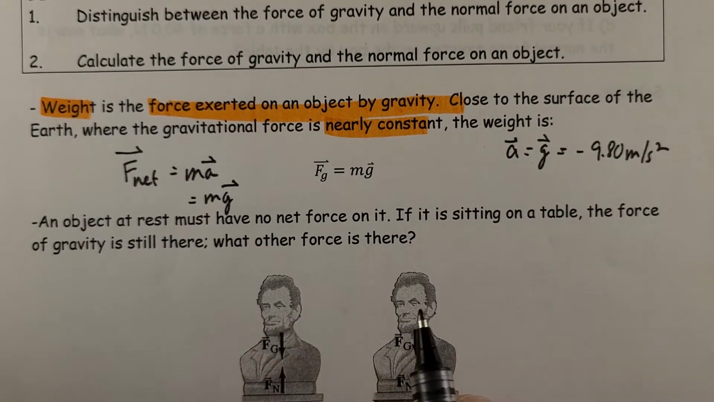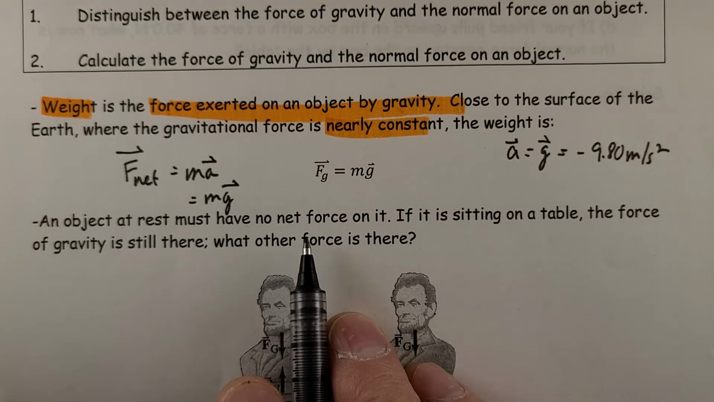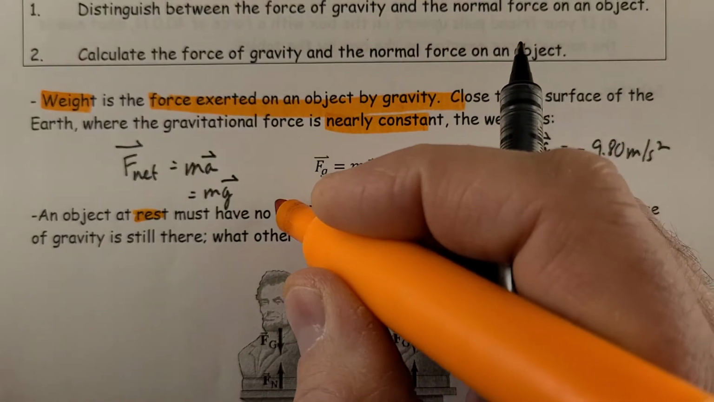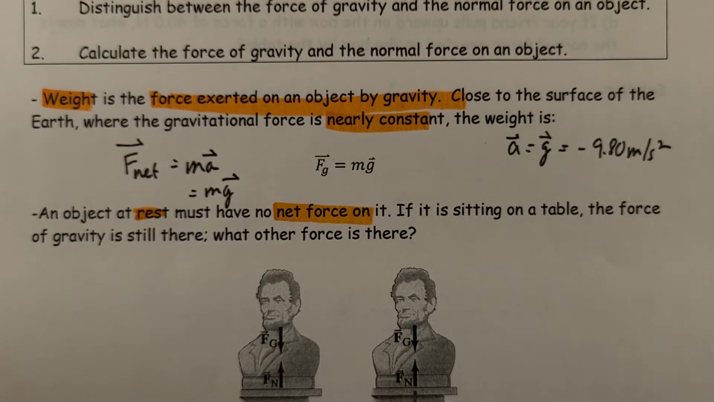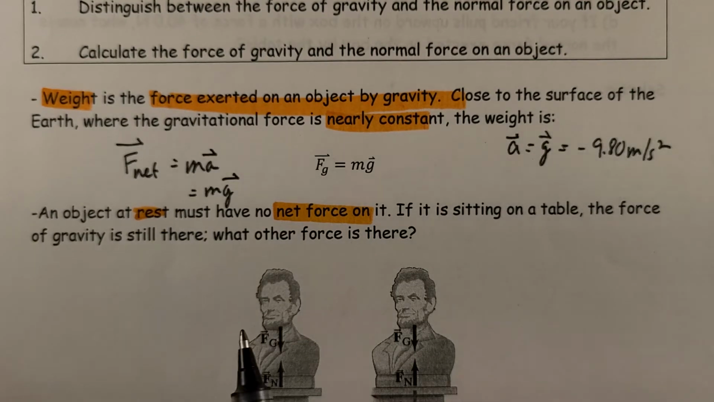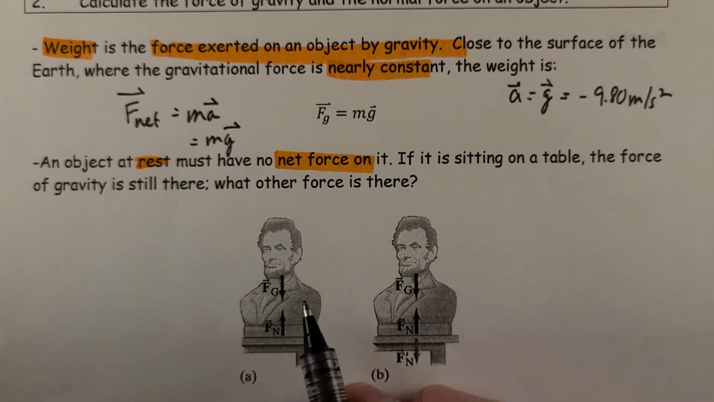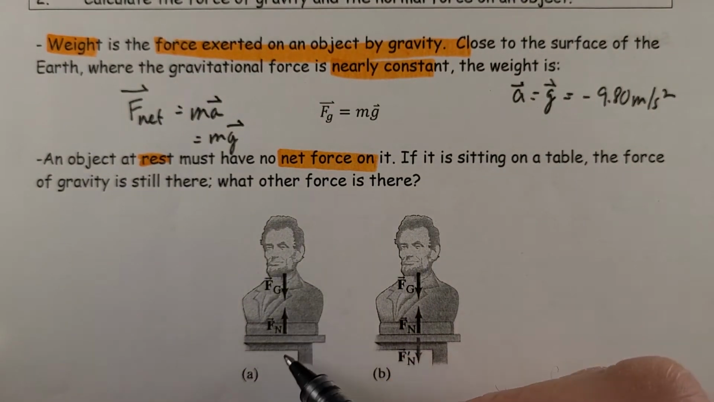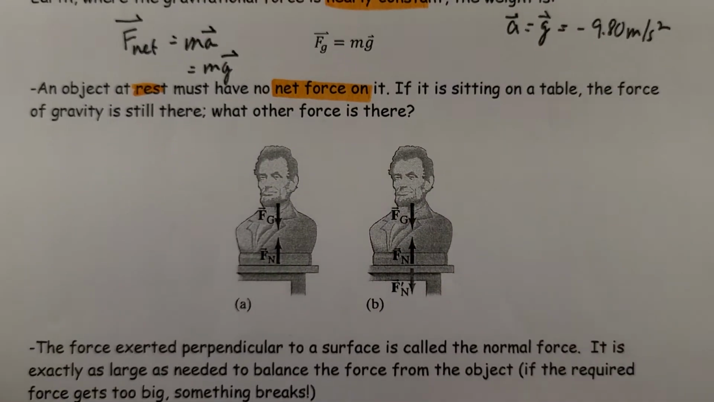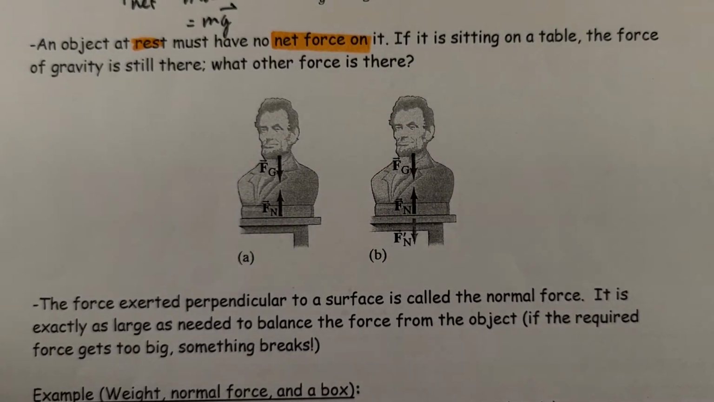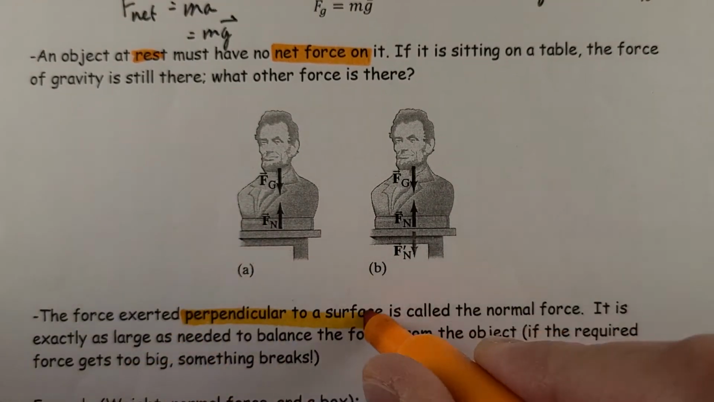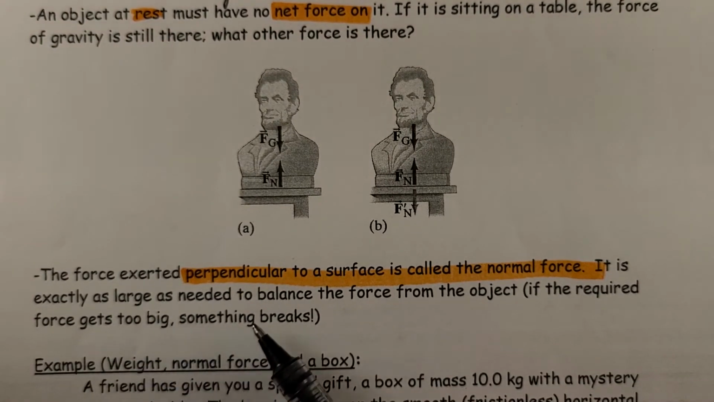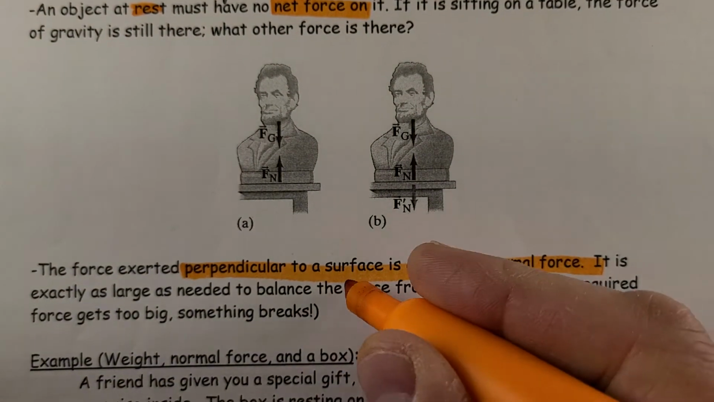All right. So an object at rest must have no net force working on it. So if it's not moving, that means all forces must be balanced out. So the vector sum of all forces must be zero. The force of gravity is still there, but what is the other force that's reacting on it? So if we have gravity always pulling down, then there must be another force there. The force exerted perpendicular to the surface is called the normal force. So it is exactly as large as needed to balance the force from the object.